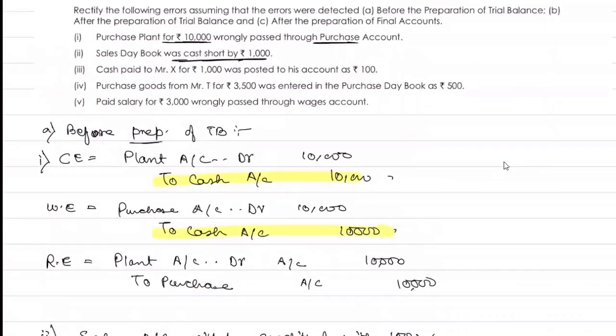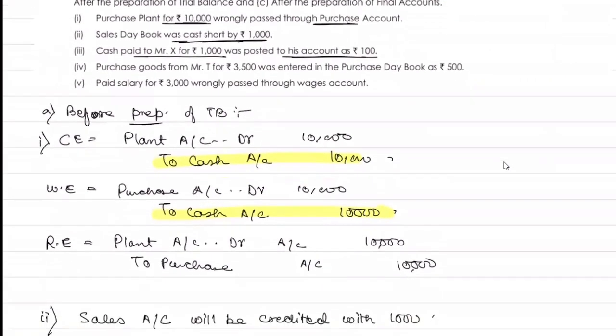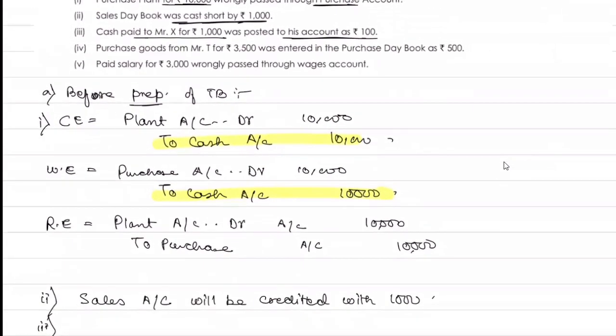The third one. Cash paid to Mr. X for 1,000 was posted to his account as 100. So here the amount has wrong posting. So it is an error of commission, correct. So what actually has to be done? बताइए क्या करना होगा.